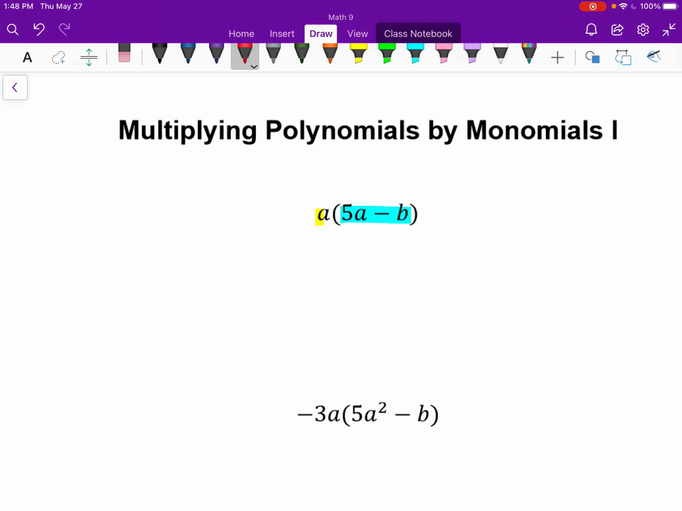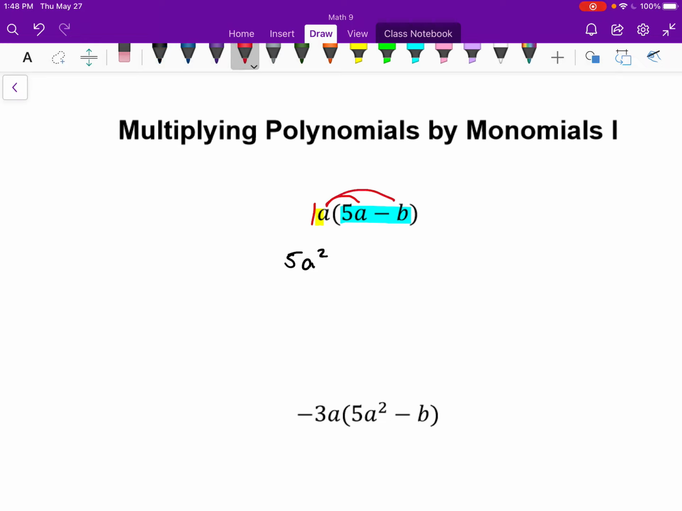So for example, the first thing I want to think about is what's a times 5a? And if you want, you can think about it as 1a times 5a. So we tend to multiply our coefficients together, so 1 times 5 is just 5. And then a times a is a squared. And then I'm almost done.